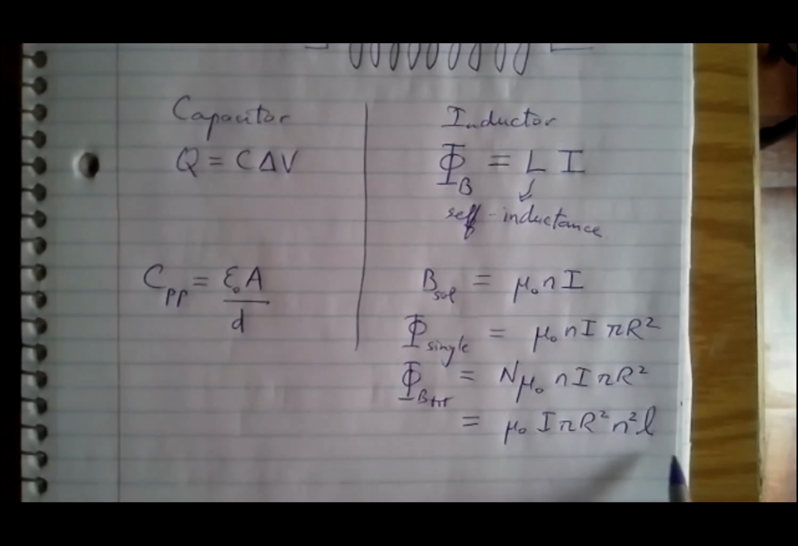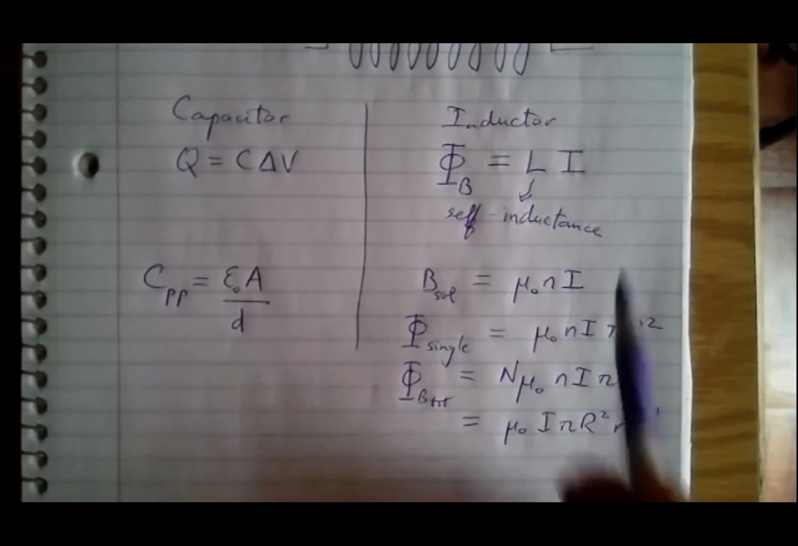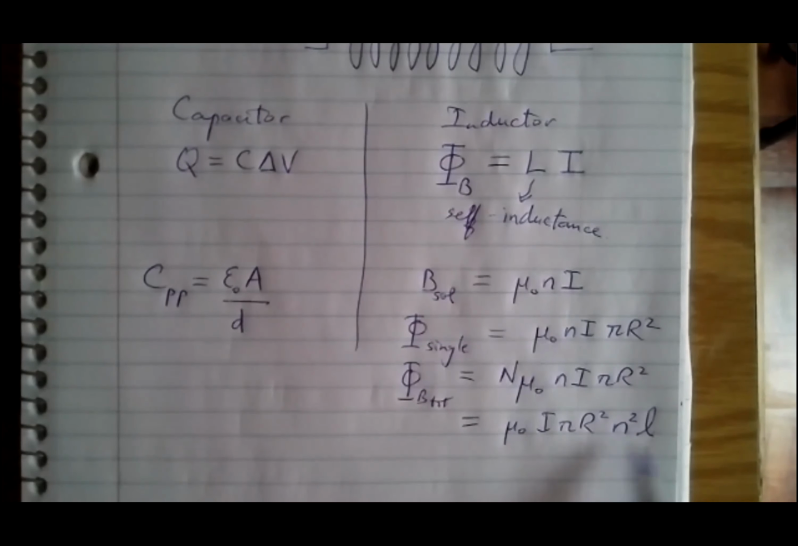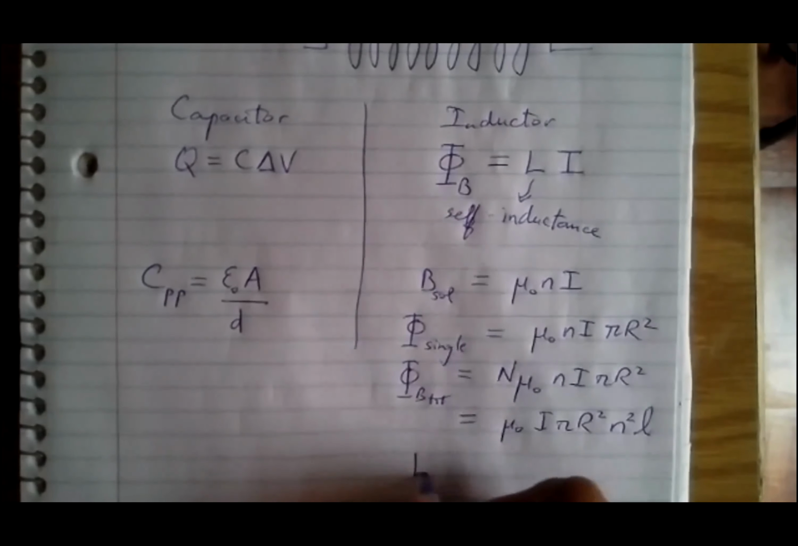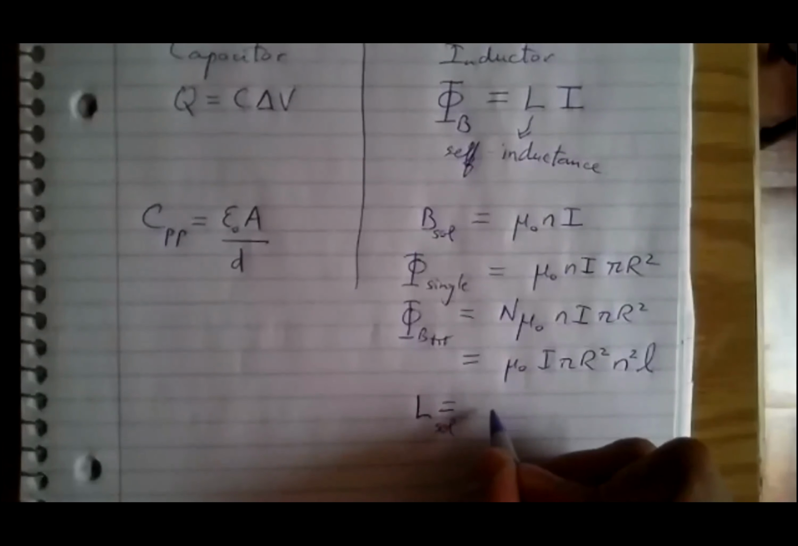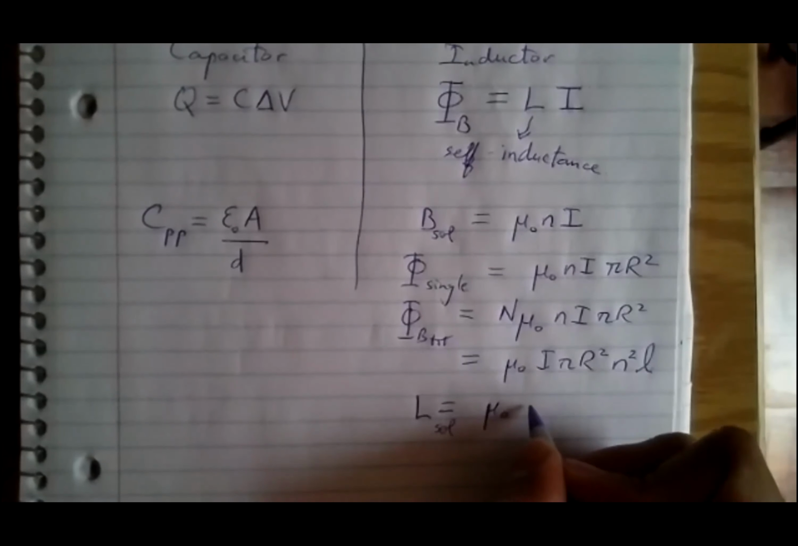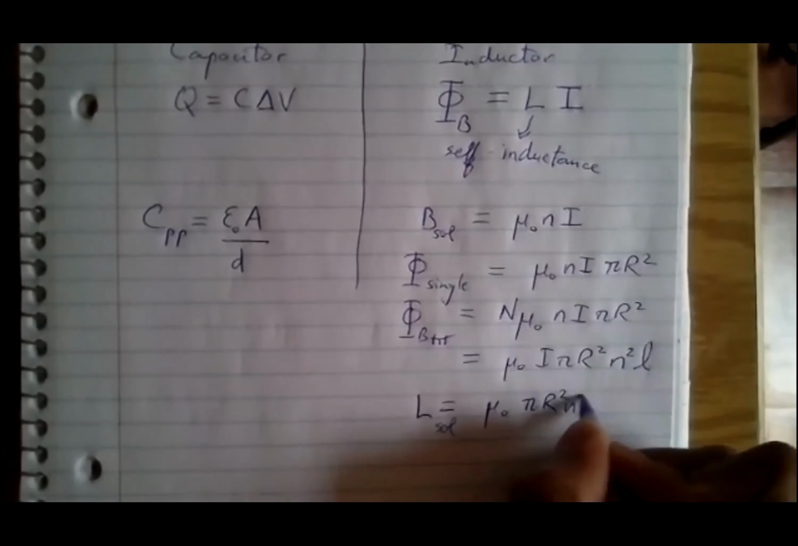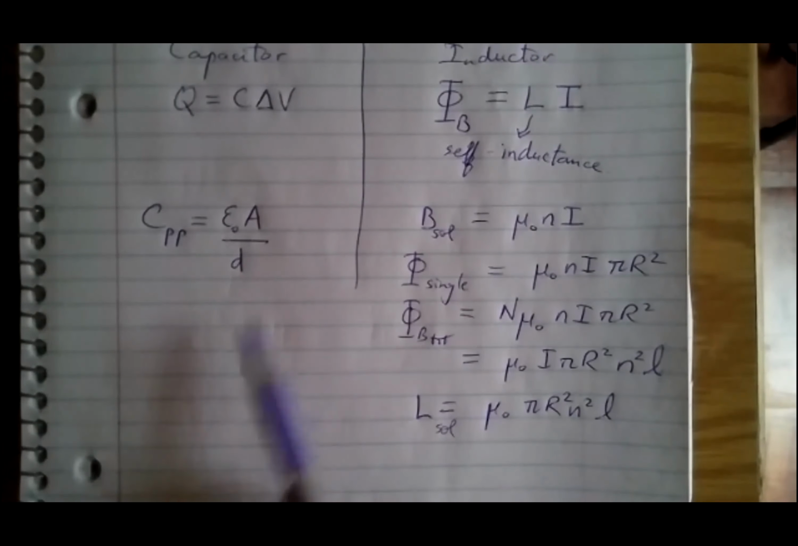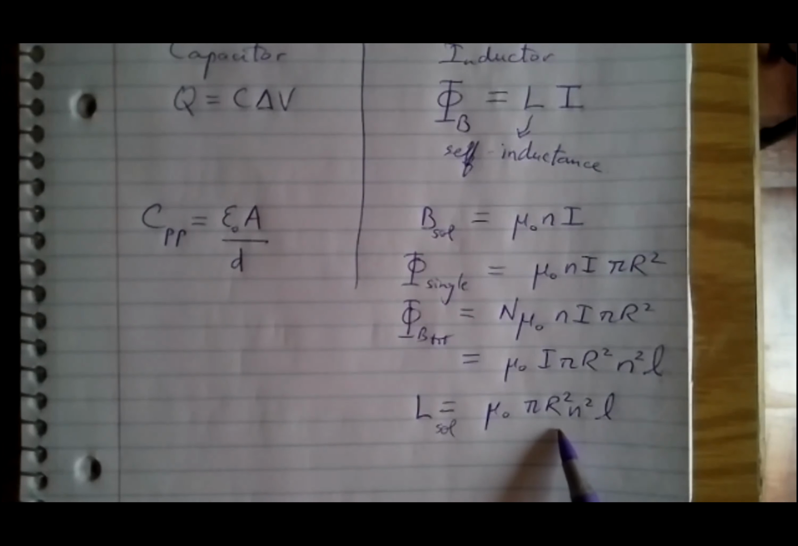Okay, so if this is the total flux, and we have the formula phi b equals Li, then everything except I is going to be the inductance. So we have the inductance for a solenoid is mu naught pi r squared little n squared little l. And we can see that, just like with the capacitor, it's purely geometric. It depends on the radius of the solenoid, the length of the solenoid, and the number of turns per unit length of the solenoid.